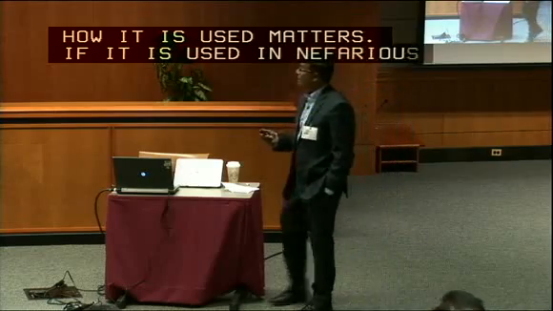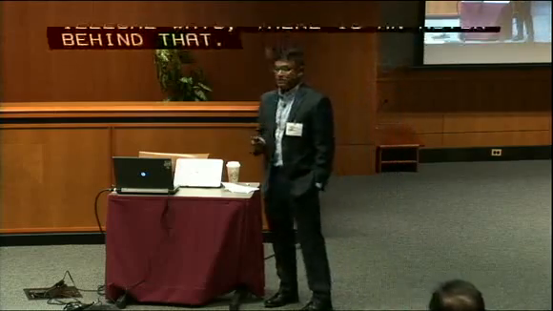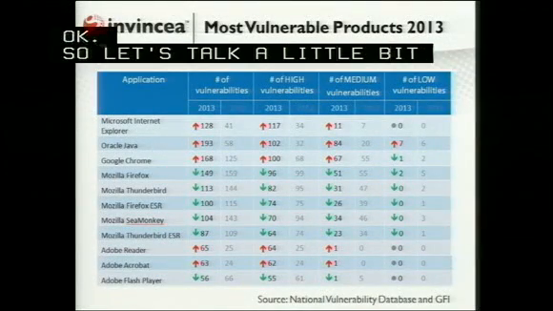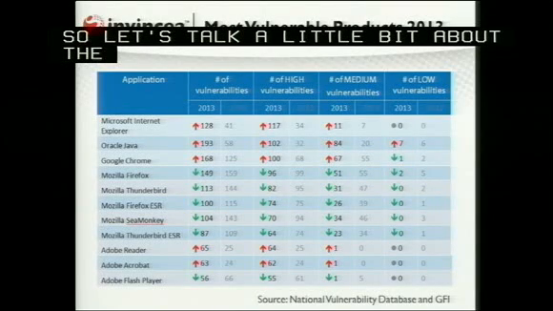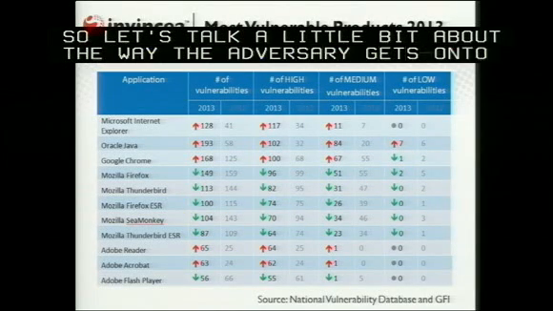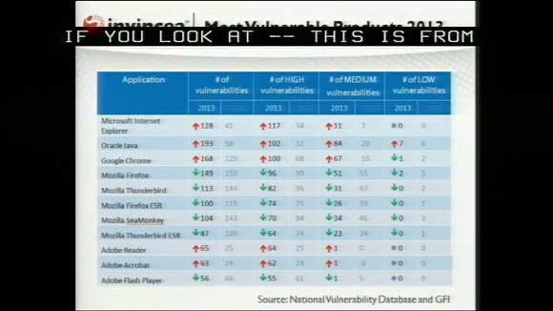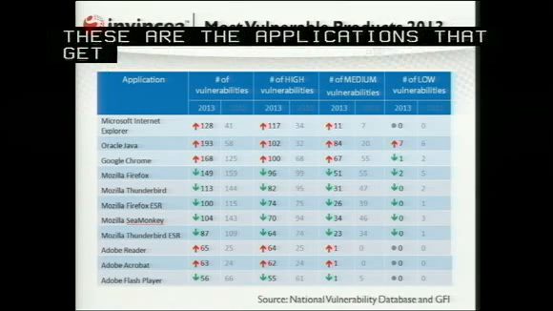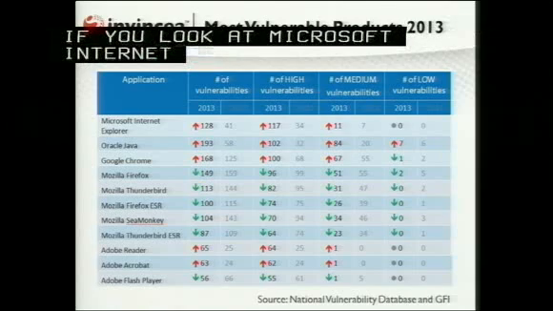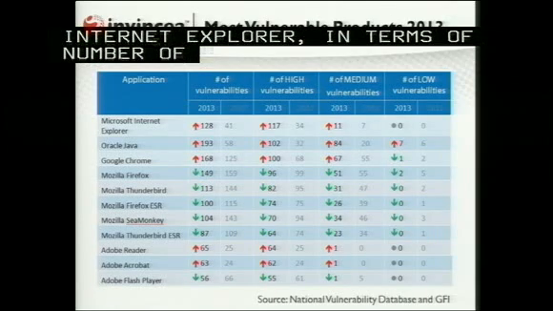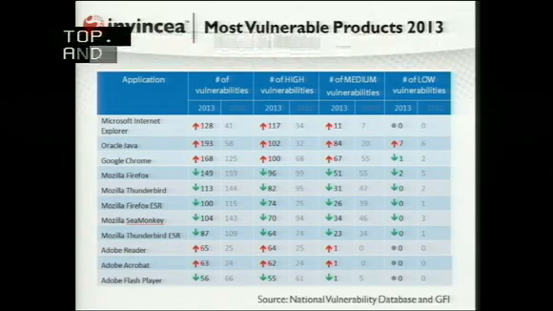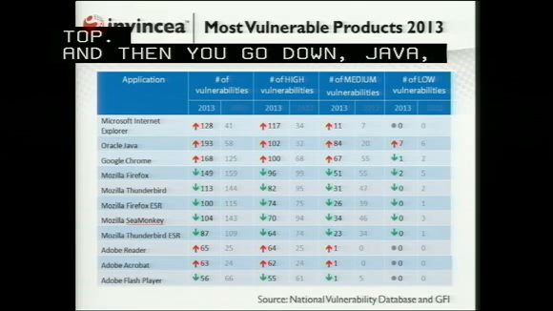Okay. So let's talk a little bit about the way the adversary gets onto the network. This is from 2013. The numbers haven't changed a whole lot, but these are the applications that get exploited. If you look at Microsoft Internet Explorer, in terms of number of vulnerabilities, we're at the top. In terms of number of high vulnerabilities, it was at the very top. And then you go down: Java, Chrome, Firefox, and so on, all the way down to Adobe Acrobat Reader and Flash Player.